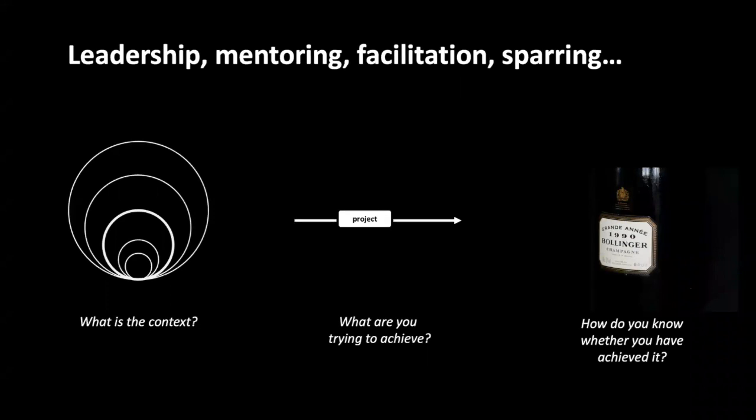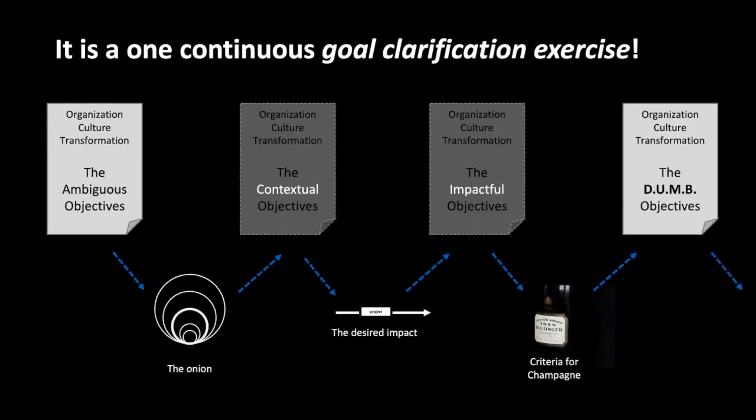What's the context? What are you really trying to achieve? How do you know you have achieved it? 3 questions work in almost any situation, I would say. Now, if we put this into kind of an organization culture transformation, the kind of change transformations, the big things that we talked about last time, it is actually very often one continuous goal clarification exercise.